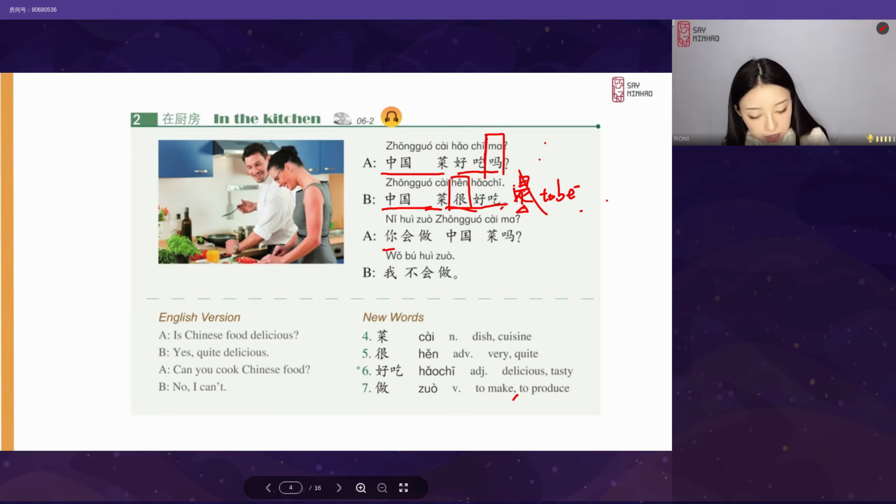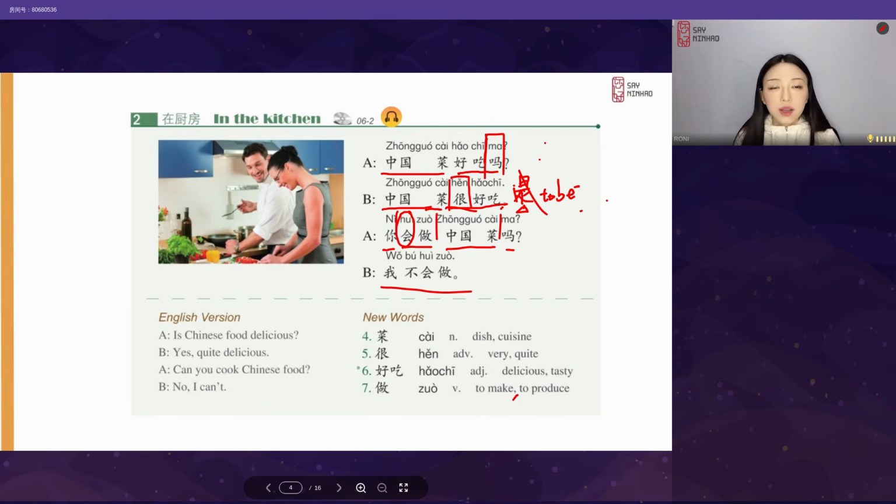Okay, next sentence. 你会做中国菜吗？会 here appeared again, which means can, be able to do something. Okay, 会做 means can cook. So can you cook Chinese dish? Can you cook Chinese food? Okay, 你会做中国菜吗？ A question. B said, 我不会做。I cannot cook.